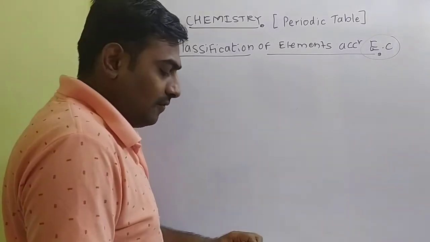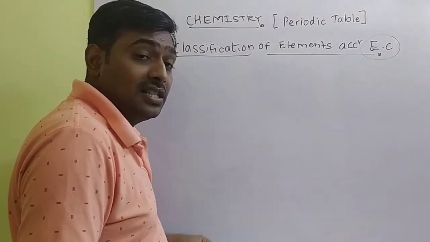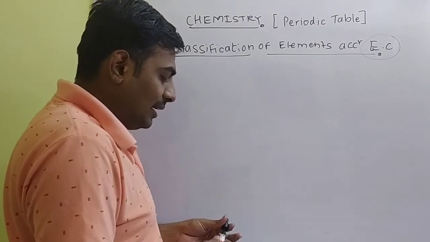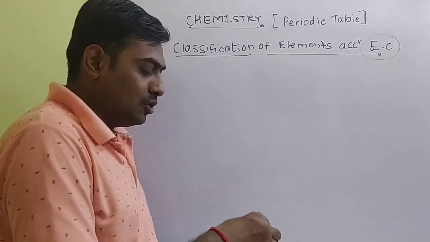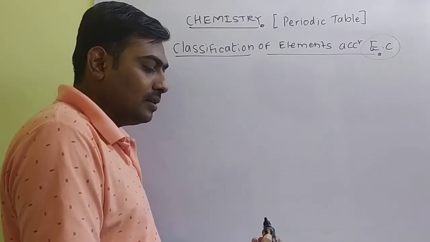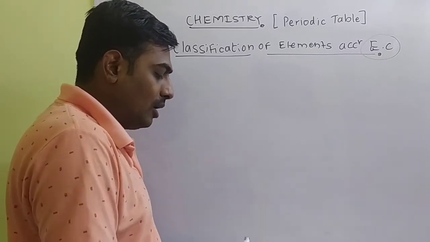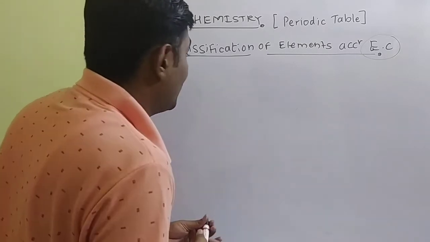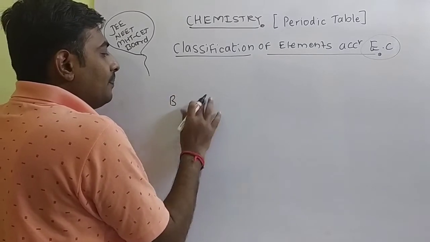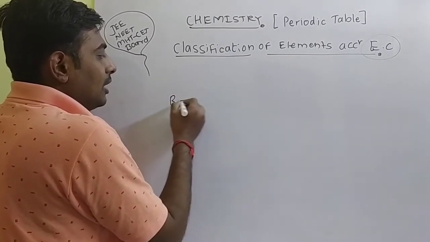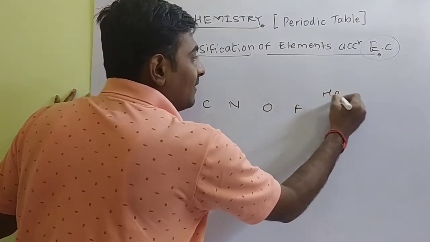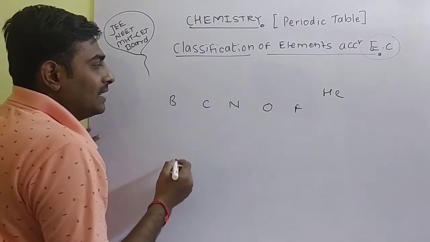Second, the classification of elements by electronic configuration according to the P block. We know that the elements whose valence electron enters the P orbital are called P block elements. So what are the P block elements? The P block starts with the third A group, the boron family, with atomic number 5, then carbon, nitrogen, oxygen, fluorine and the helium family.